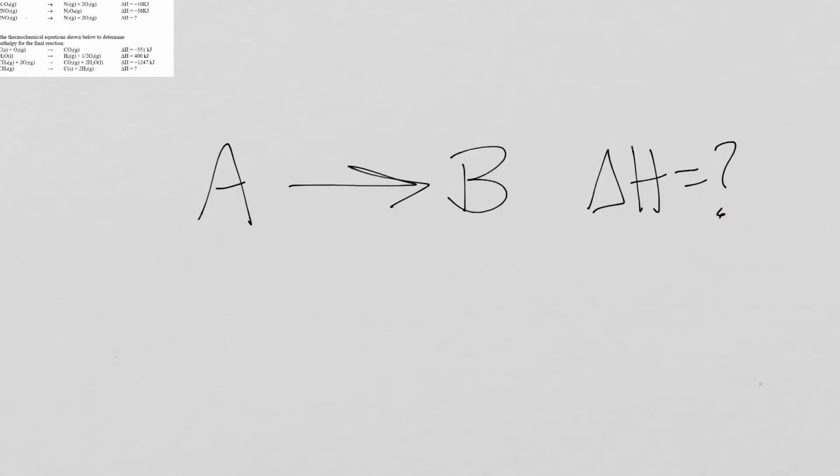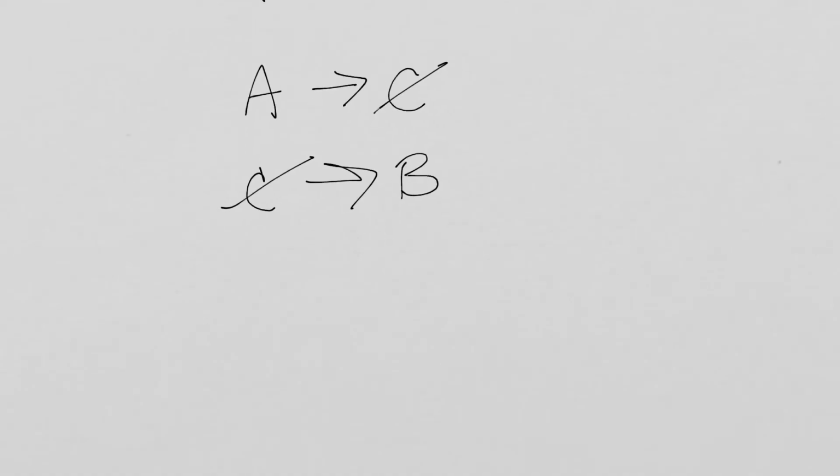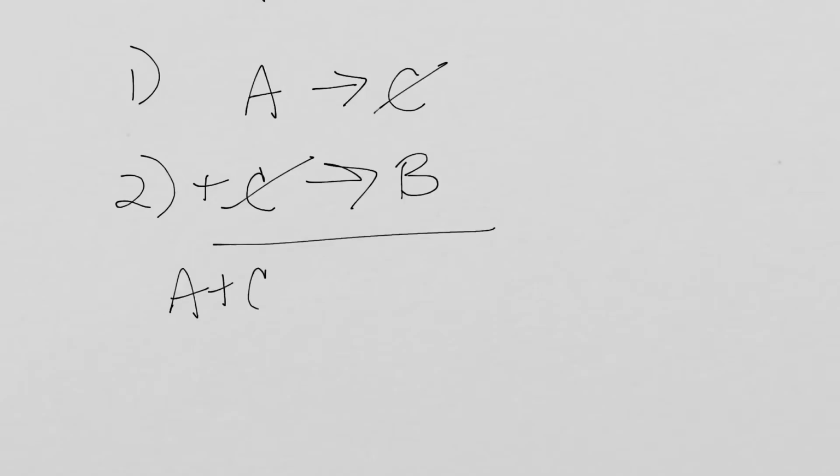And so, for instance, you may have some alternate routes. So let's say you have A going to C and C going to B. That means your pathway may look more like this, and it might be 2 steps, okay? And what you would do is you would add the enthalpy of this reaction and this reaction, and these cancel out. The reason why they cancel out is because if you were to take reaction 1 and reaction 2 and add them together, really you have A plus C and then C plus B.